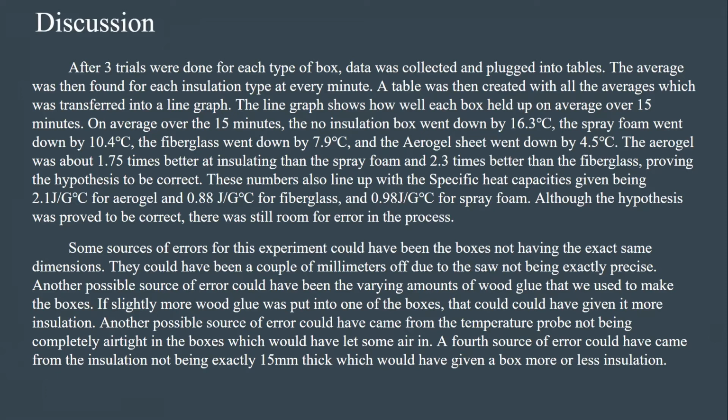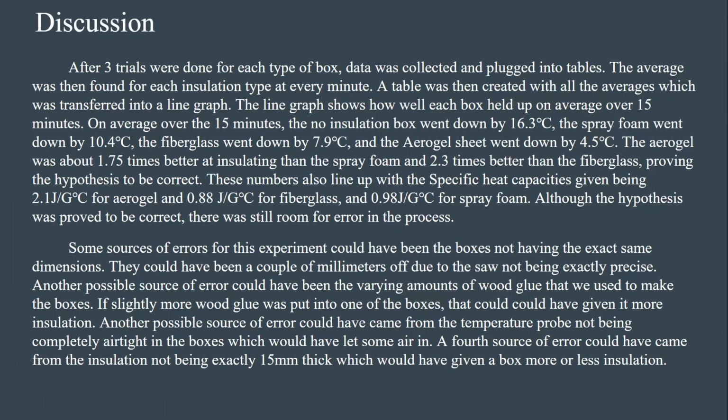Some sources of error for this experiment could have been the boxes not having the exact same dimensions. They could have been a couple of millimeters off due to the saw not being exactly precise. Another possible source of error could have been the varying amounts of wood glue that was used to make the boxes. If slightly more wood glue was put into one of the boxes, that could have given it more insulation.